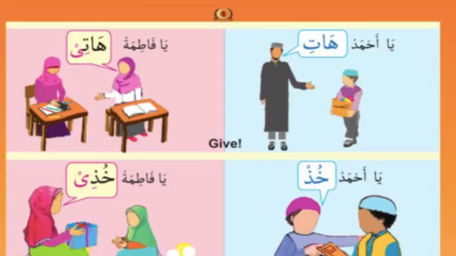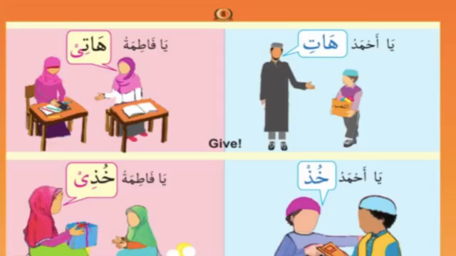All right. So in the picture, the boy's name is Ahmed. So the man is commanding him, Ahmed, to give. He says, Ya Ahmadu hati. Oh Ahmad, give. All right.